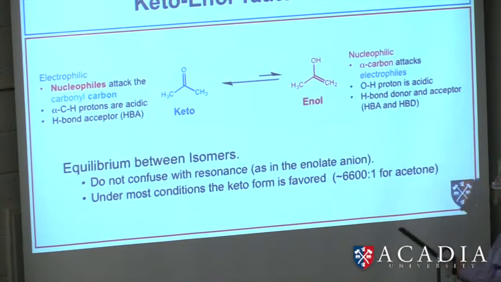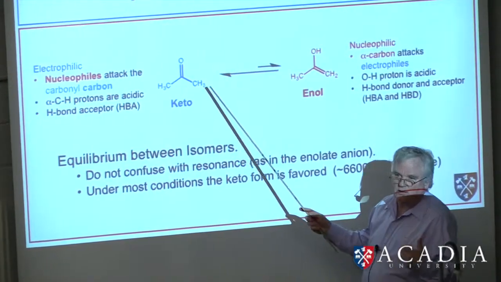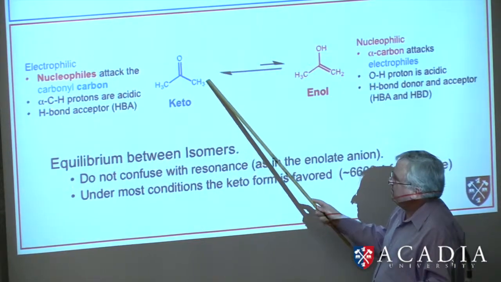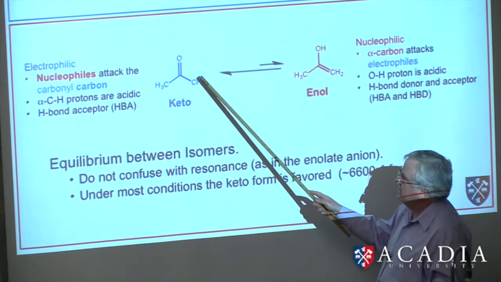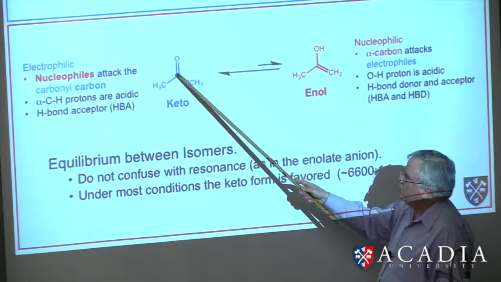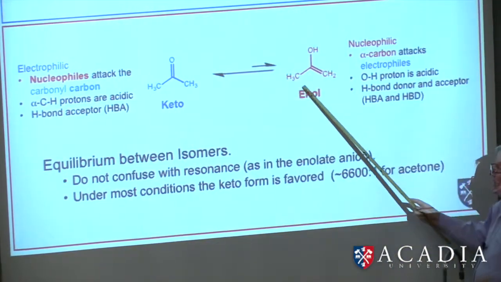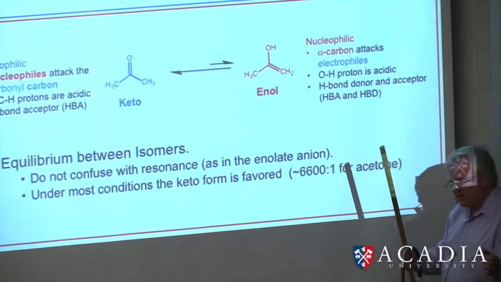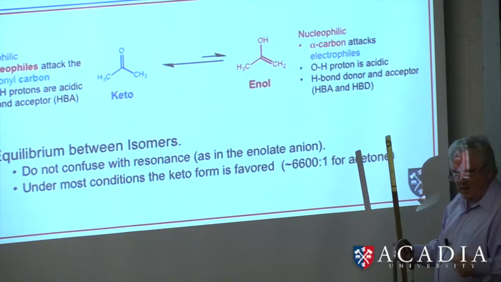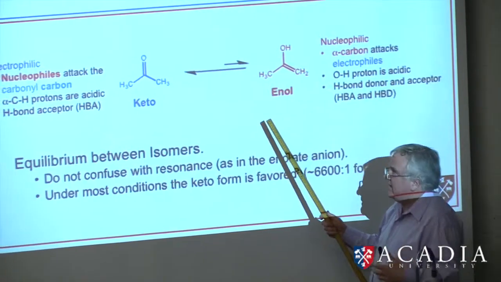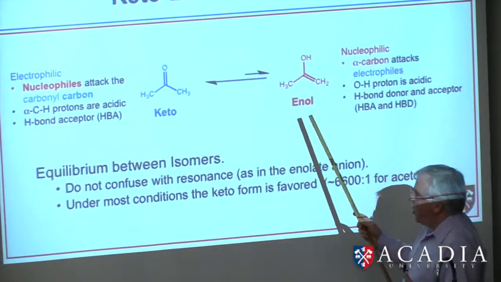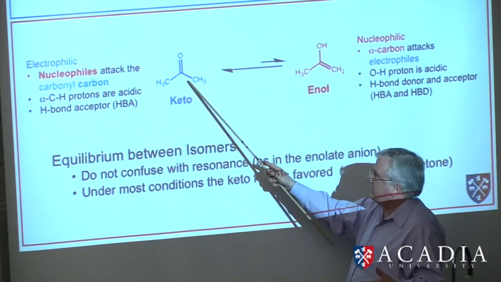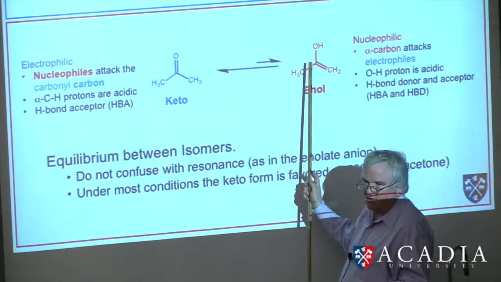So ketones can undergo this. It's called a tautomerization. The tautomer is simply an isomer. So a proton moves from this carbon to this oxygen, and the double bond moves from here to form this thing. These are in equilibrium. That equilibrium, we're going to find out, is slowly established, but it's not very significant either. We'll find out that most of the time, this is the favored by quite a lot. So 6,000-7,000 times more in this form than in this.